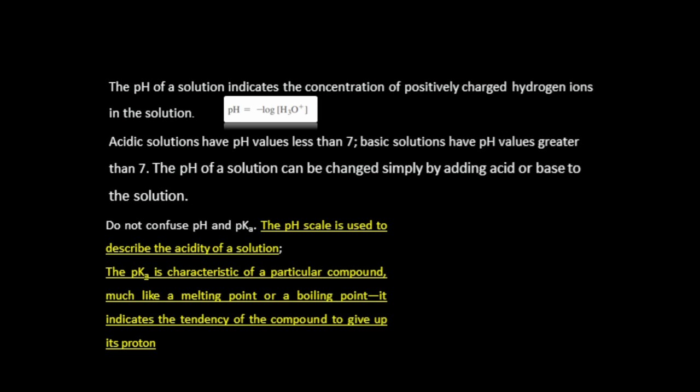Okay, so don't always confuse pH and pKa. The pH scale is always used to describe the acidity of a solution. But pKa is a characteristic of a particular compound. It is a unique feature of a compound, like a melting point. If you have a compound, then it has a specific melting point, a specific boiling point. Like that, they have a specific pKa value. So that is the difference. We can change the pH for a compound like acetic acid, but you cannot change the pKa value. That is the main difference between pH and pKa.